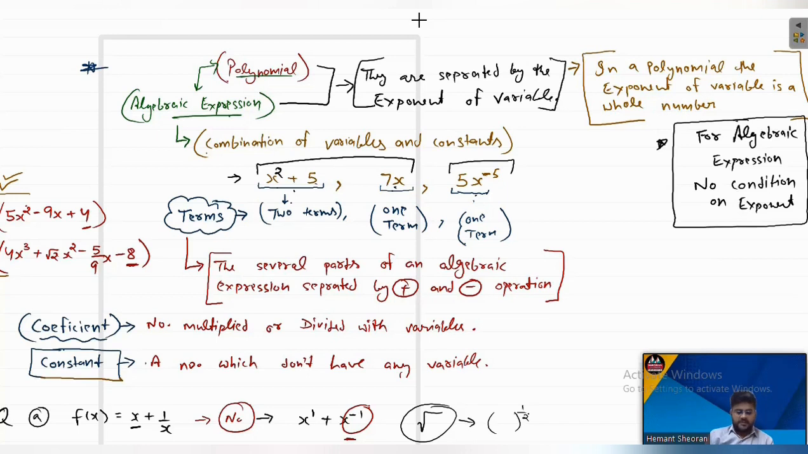For an algebraic expression, there is no condition for the coefficient, no condition for the number of variables, and no condition for the exponent. But for a polynomial, we have only one condition, for the exponent of the variable. It needs to be a whole number. That part we covered.